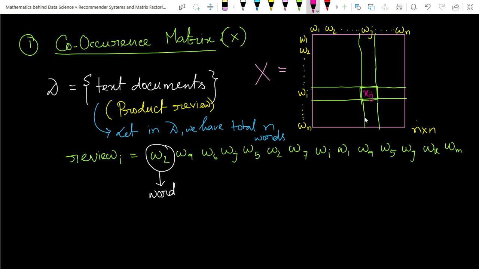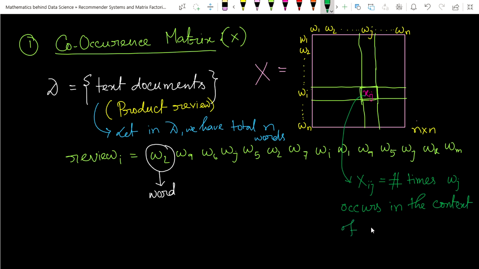Now the xij that we have defined here means the number of times, generally denoted by the hash symbol, that Wj occurs in the context of Wi. We will understand this through an example. Let's write it first: number of times Wj occurs in the context of Wi.